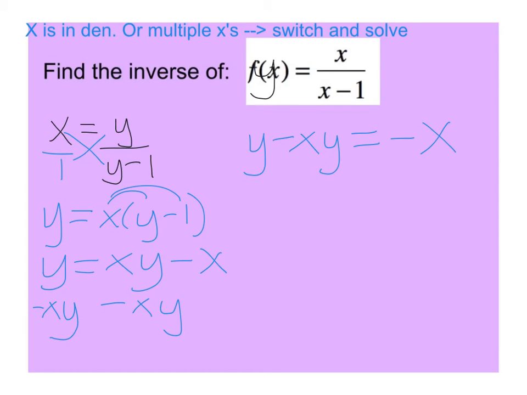Getting all the y's to one side and everything not involving a y to the other side helps you solve for y. The reason is that both of these terms involve y now. They have a common factor of y. So we can now factor out a y. If I factor a y out of y, I'll be left with 1, because y divided by y is 1. If I factor a y out of this term, I'll be left with that negative x.